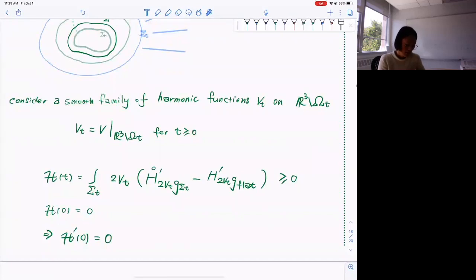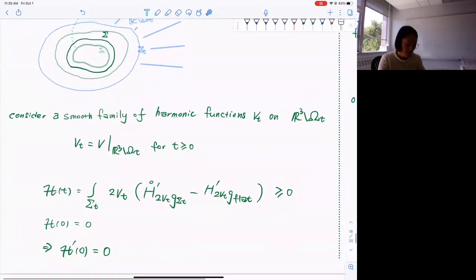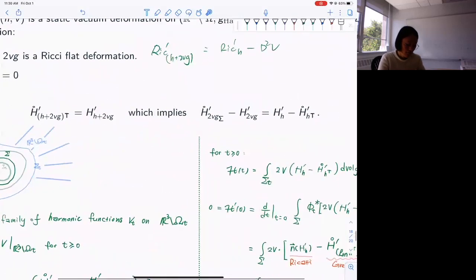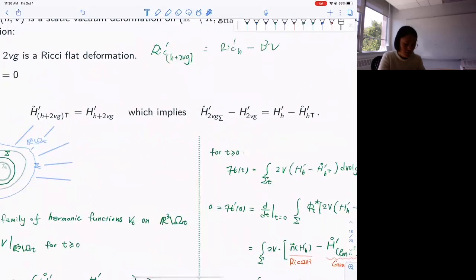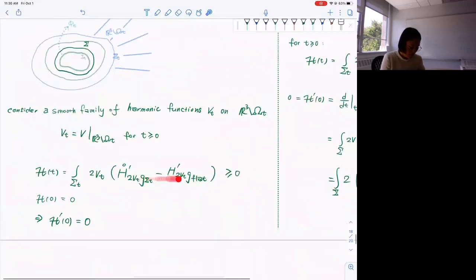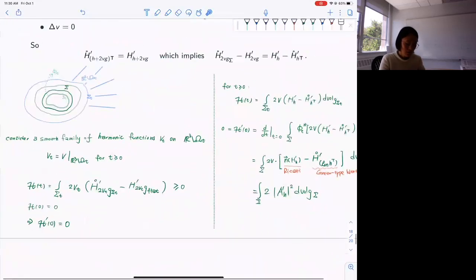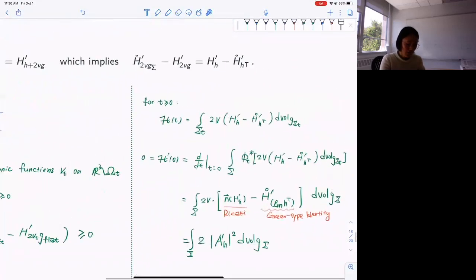So we know this functional must be non-negative, and in particular it equals 0 when t equals 0. When t equals 0, this difference is equal to this term. However, H has vanishing Bartnik data, so this is 0, and this tangential part of H is also 0. So when t is 0, that term is 0. Therefore, this functional achieves its minimum at t equals 0, so if we take the derivative at t equals 0, we should also get 0. That's the idea we have here.